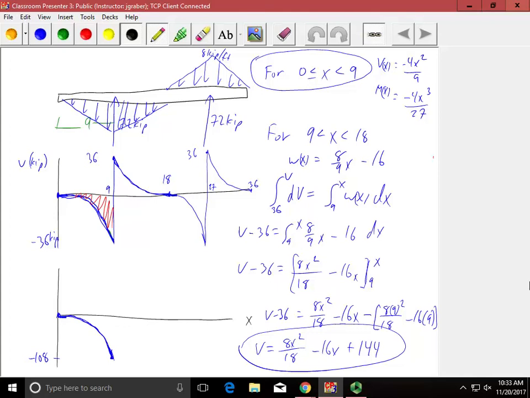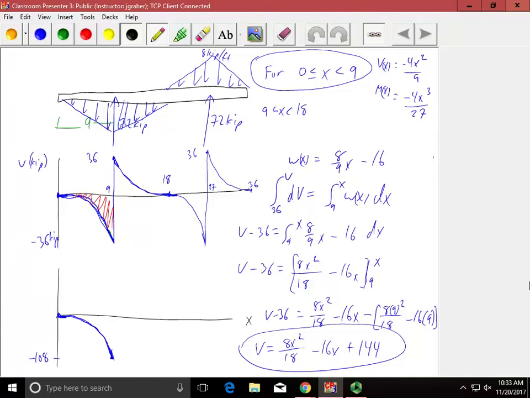So I'm going to put this up here now, kind of tuck it away. For 9 is less than or equal to x, which is less than or equal, well, sorry. So you plugged in both the endpoints, right? Is that what you said you did? Yes, okay, to check them, just to check your work.